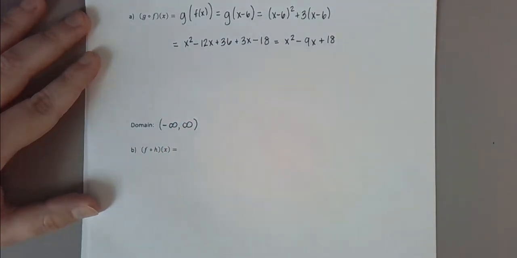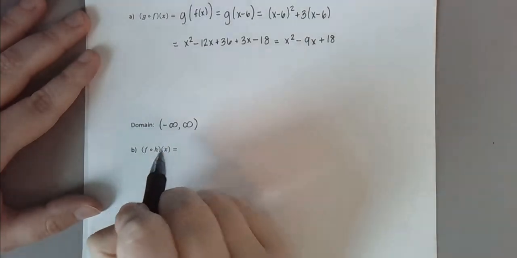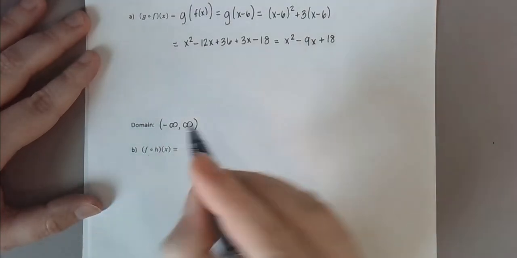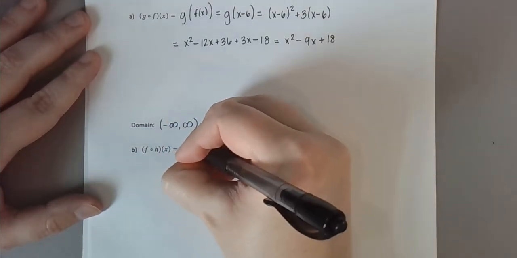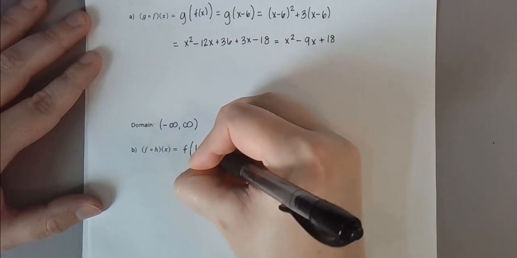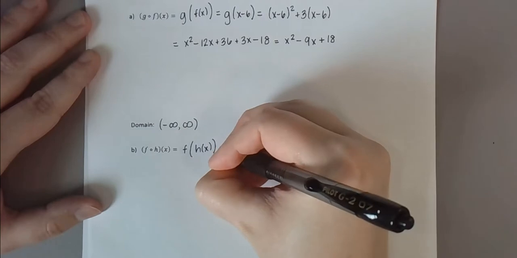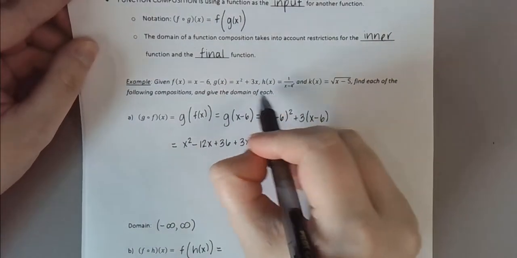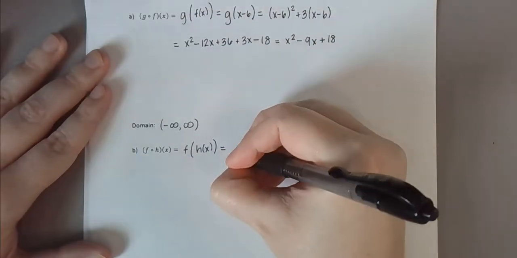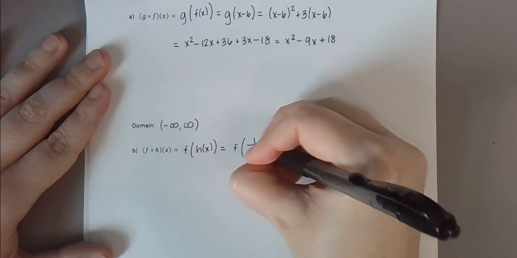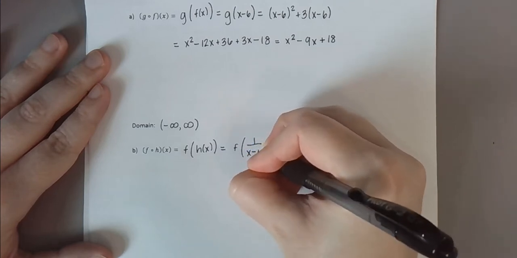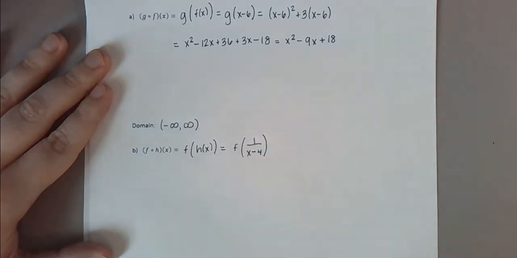Okay, let's look at another example. So f composed with h. This means we're taking the function f and we're plugging in as its input the function h of x. So we need to sub in h of x. H of x in this case was the rational function 1 over x minus 4. So that's going to be f of 1 over x minus 4.